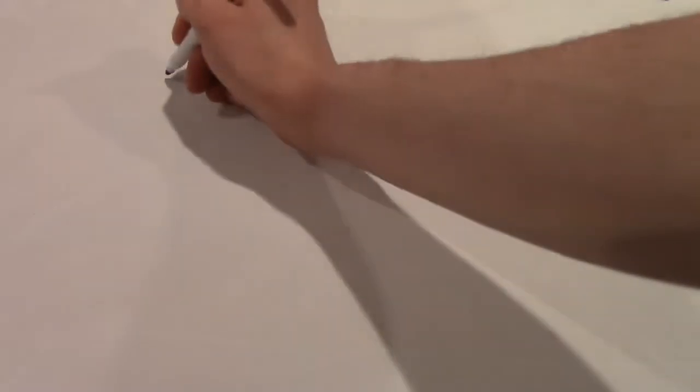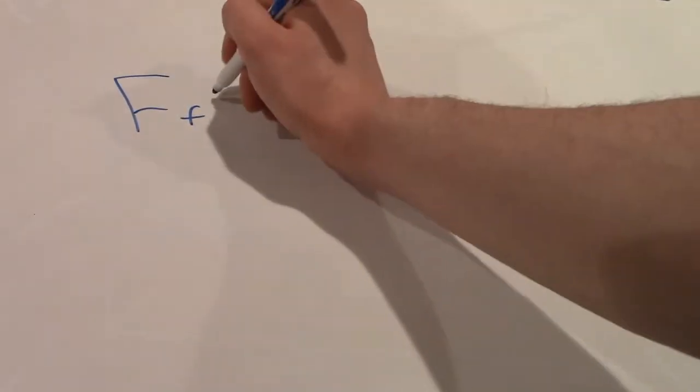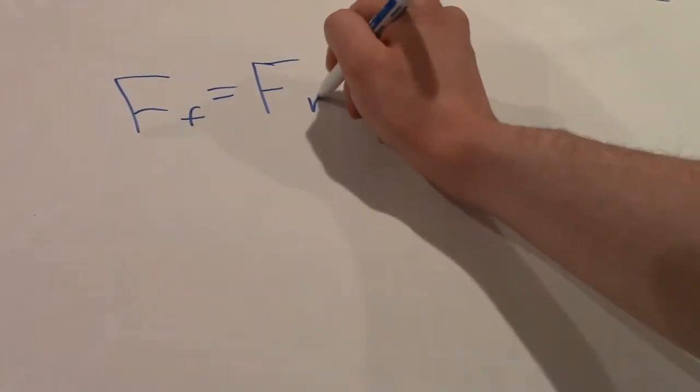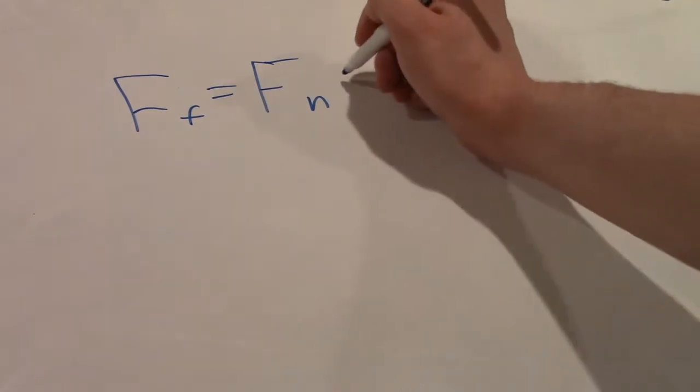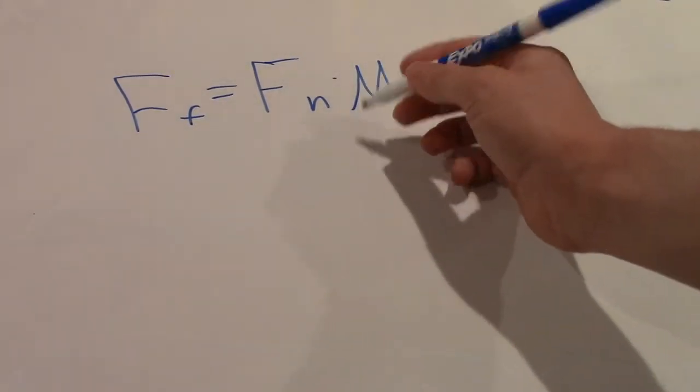Alright, so today I'm going to explain the frictional force. Now, the force of friction, represented by F sub f, with the smaller f meaning friction, is equal to the normal force, represented by F sub n, with the n meaning normal, times the coefficient of friction, which is represented by the Greek letter mu.